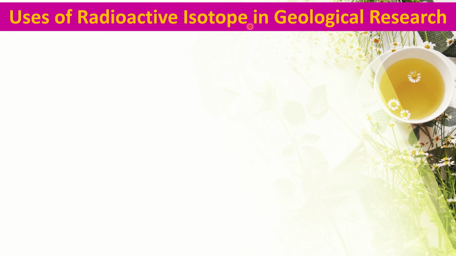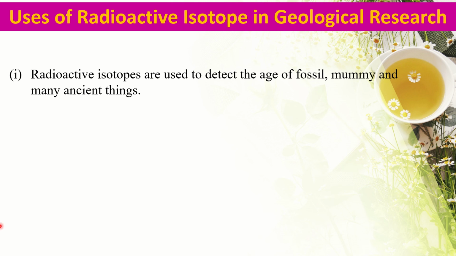Uses of radioactive isotope in geological research. Radioactive isotopes are used to detect the age of fossils, mummies and many ancient things. In this way, radioactive isotope can be used to determine the age of many ancient things. For example, carbon-14 isotope is used to determine the age of a mummy.